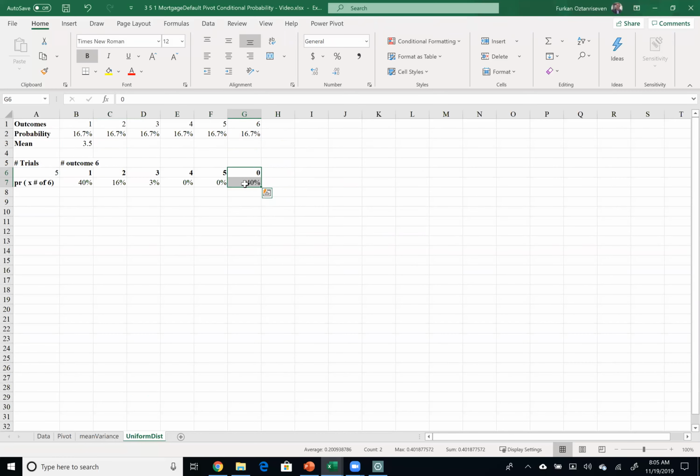All right, so if you see, when you add them up, the probability adds up to 100%. So the probability of getting exactly 3 sixes out of 5 attempts is 3%. The probability of getting exactly 4 or 5 sixes out of 5 trials is almost 0. If I increase decimals, you can see there is a value, but almost 0.